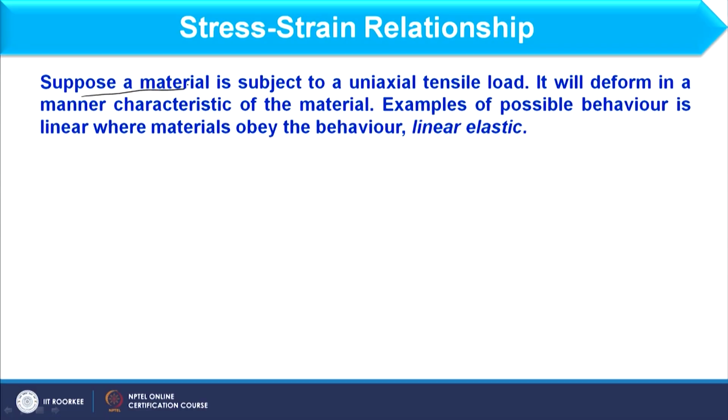So, suppose a material is subjected to a uniaxial tensile load. Okay. We have applied tensile load in one direction only. It will deform in a manner characteristic to the material. So, according to the material, deformation takes place when I am having a uniaxial tensile load on a particular object, and that characteristic will depend on the type of material. Okay. So, an example of possible behavior is linear, when the material obeys linear elastic behavior.